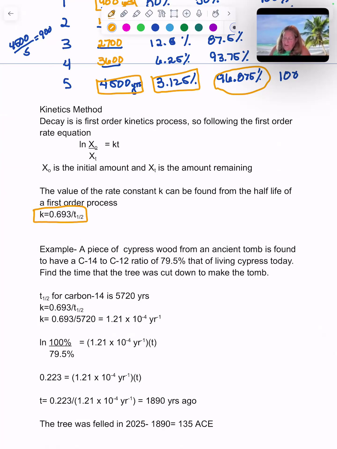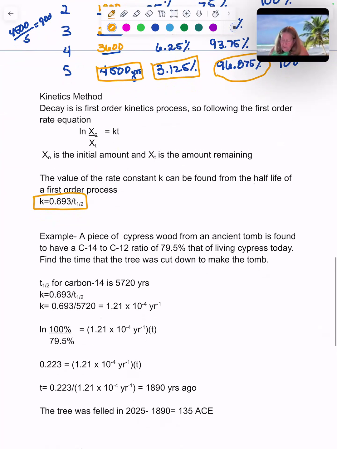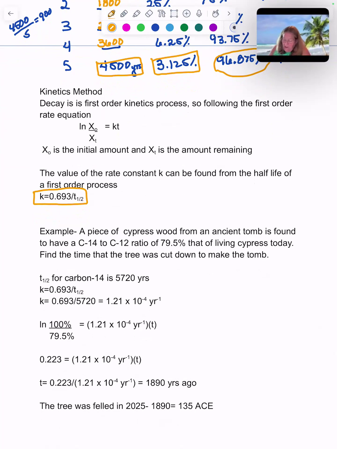We want to find the time the tree was cut down to make the tomb. We can't tell exactly when the tomb was made, just when the tree was cut down. Hopefully those two would be within the margin of error. So let's look at what we know. We know the half-life for carbon-14 is 5,700. I think I put 20 here. Really, 30. Sorry, that's a 30.